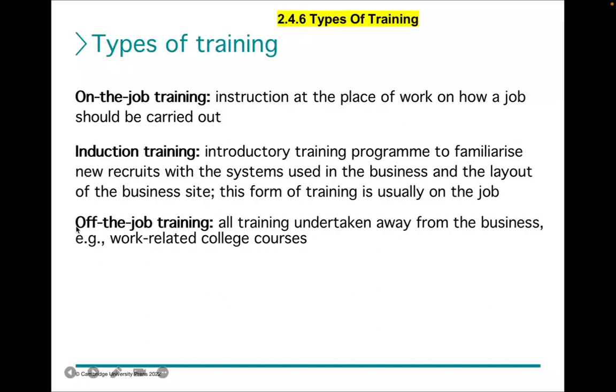And then you have off the job training, which is any training that's undertaken away from the business. It could be online, it could be on the weekends, off the job training. So these are the three types of training.